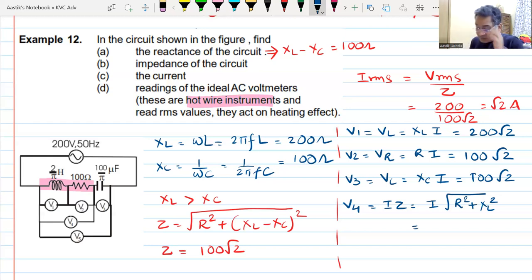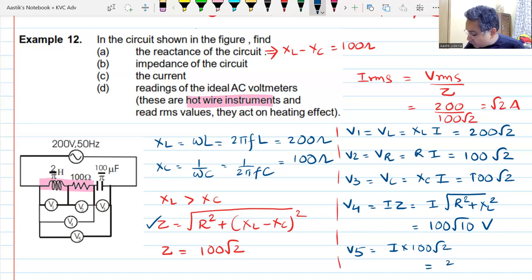Once you do that, R square plus XL square, and you multiply it, the answer that I have is 100 root 10 volt. Now, once you find the value of V5, that will be equal to I multiplied by the total Z, and total Z is 100 root 2. So I multiplied by 100 root 2, and if you multiply I by 100 root 2, you will again get 200 volt. This 200 volt, as you can see, is the applied voltage, and it should always come same.